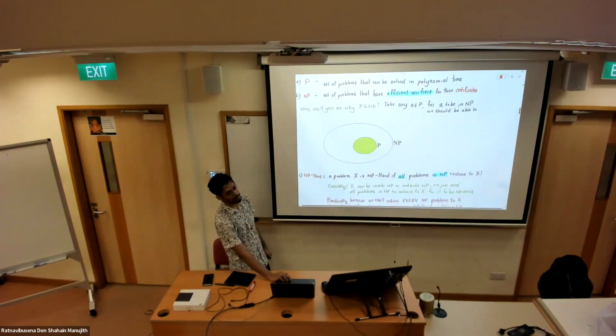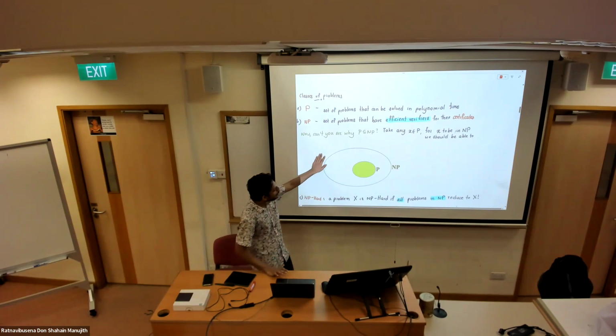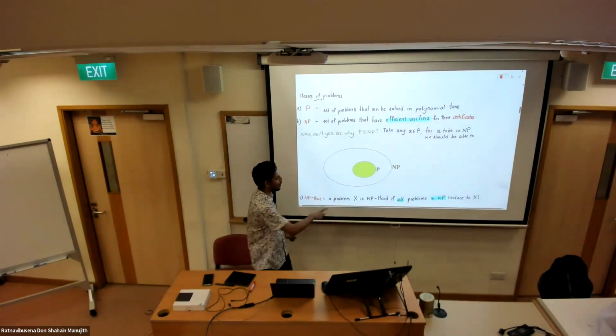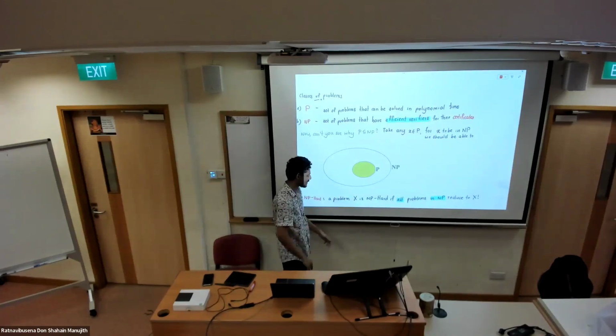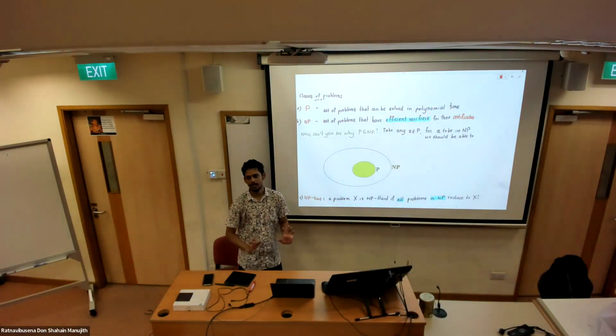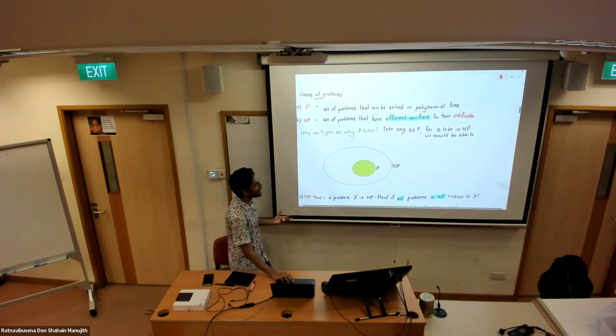NP hard, right? So please pay close attention to these two classes of problems. NP hard means, okay, a problem is NP hard if all the problems in NP reduce to X. So whatever problem, you can close your eyes and choose a problem in NP. You can always reduce this problem to X if it's NP hard. That's the definition of NP hard. A problem X is NP hard if all the problems in NP reduce to X.